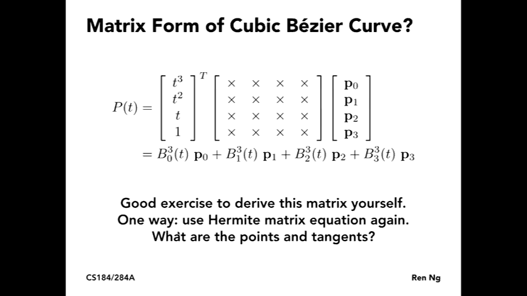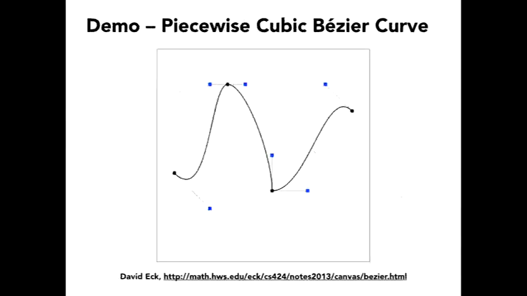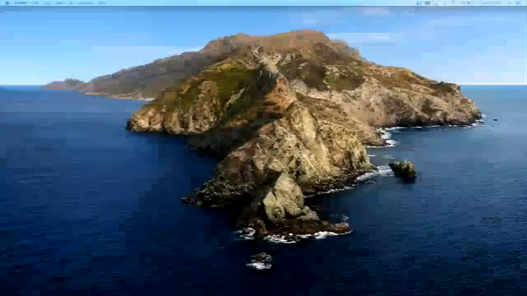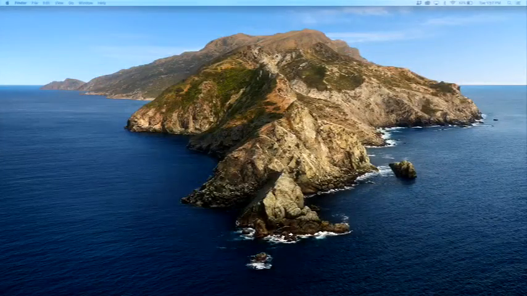And one way is you could use the matrix Hermite equation, again, just like we did for Catmull-Rom. What are the points and tangents here? Let me do a little demo for you of how this looks.